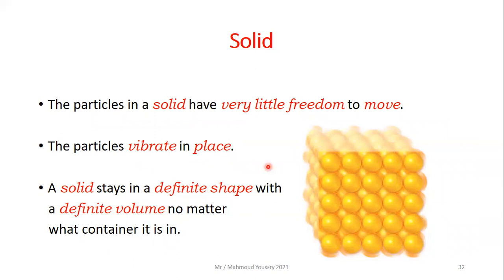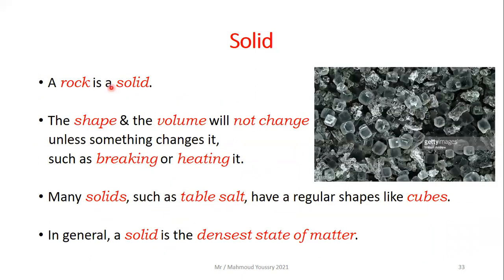For example, the disk at your school has a definite shape and a definite volume, whether it is in the class, in the factory, or even on the cars that are transporting them. So it has the same shape and volume. This is true for solids. A rock is a solid, yes. The shape and the volume will not change unless something changes it, such as breaking or heating it.